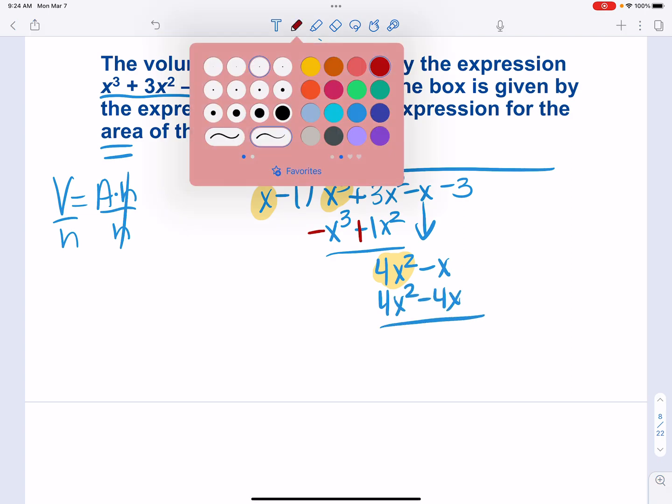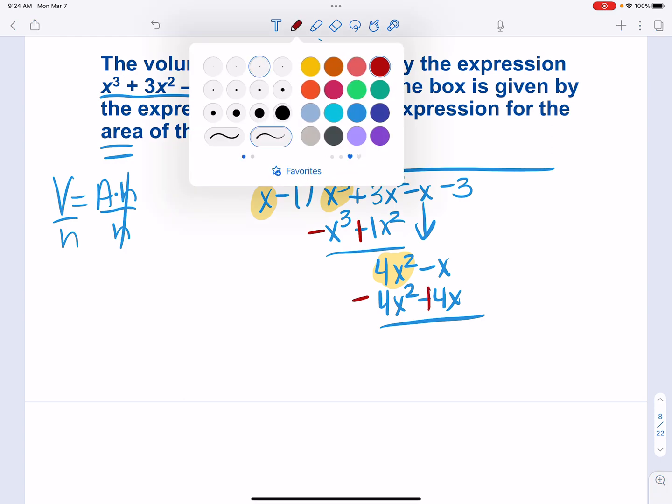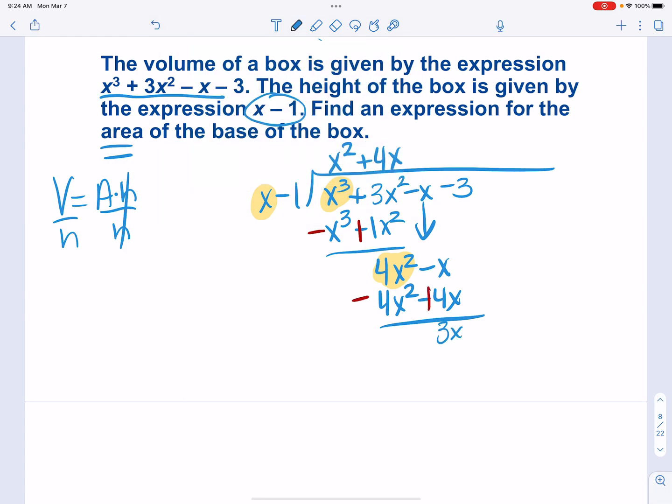I change my signs so I don't screw up. So that gives me 3x. Bring down the 3, and this would be a plus 3. So 3x minus 3. Change your signs, you get 0. How did you know by the story problem you should get 0? Because it said it was the height. So then it's going to go in evenly if it's the height. So that would be the area of the base.